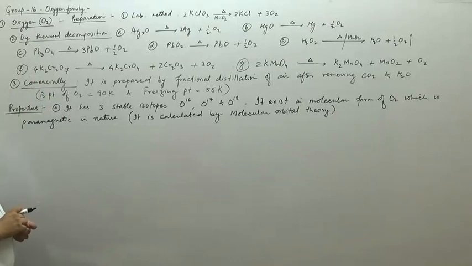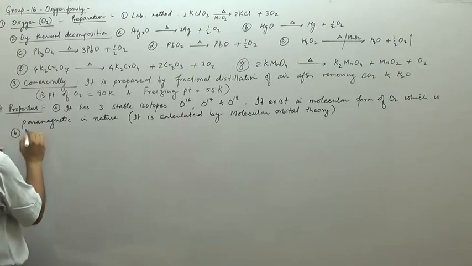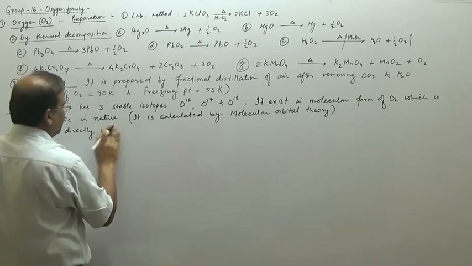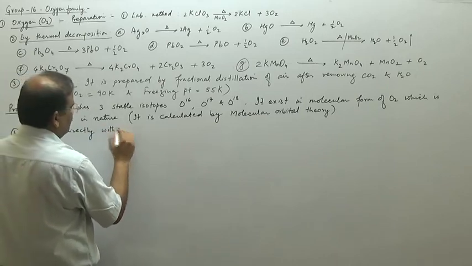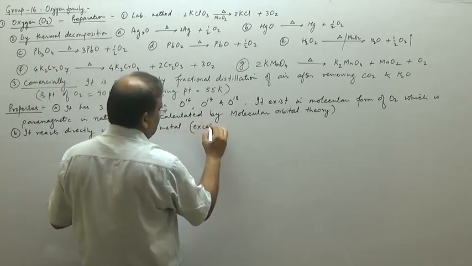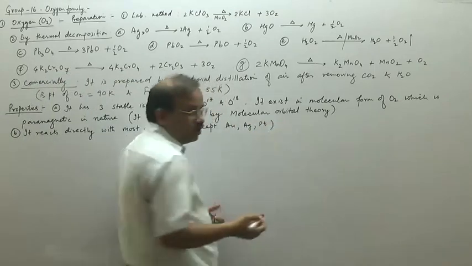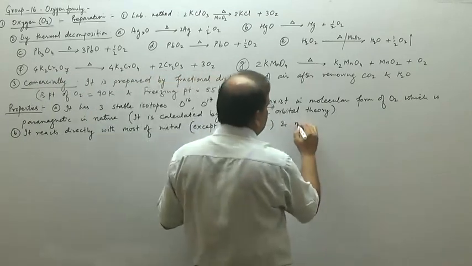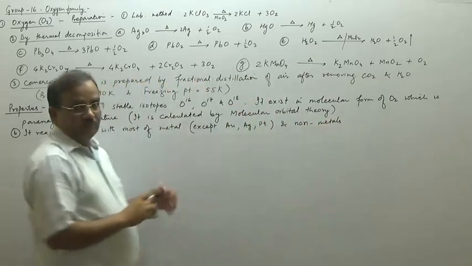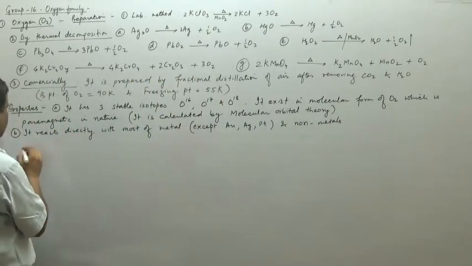Now, O2 reacts directly with most of the metals and non-metals, except gold, silver, platinum, the inert metals. With non-metals it reacts directly. We can write it like this: suppose we have calcium, aluminium, phosphorus, like that.